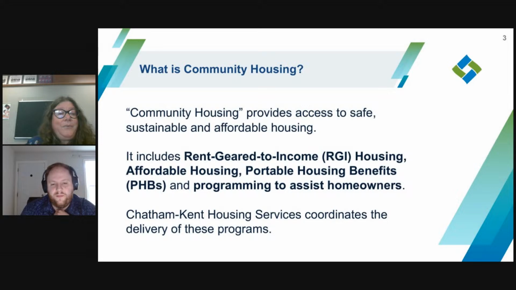In programming, we are talking about rent geared to income housing that you probably knew as public or social housing back in the day. Affordable housing, which is a little bit different than RGI or social housing. Portable housing benefits, what they are and where they apply to. And we'll touch just a little bit on some of the programming that we have available for homeowners. So again, it's Chatham-Kent Housing Services that coordinates the delivery of all of these programs. So next slide, please, Phil.